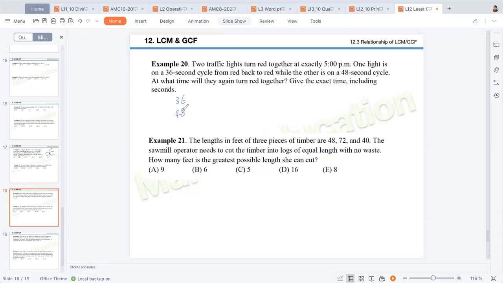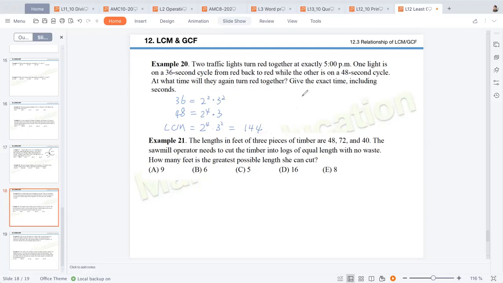We must find the least common multiple, right? So here, 36 equals 2 squared times 3 squared. And 48 equals 2 to the 4th power times 3. So the least common multiple of them should equal 2 to the 4th power and 3 squared. So this equals what? This equals 144.